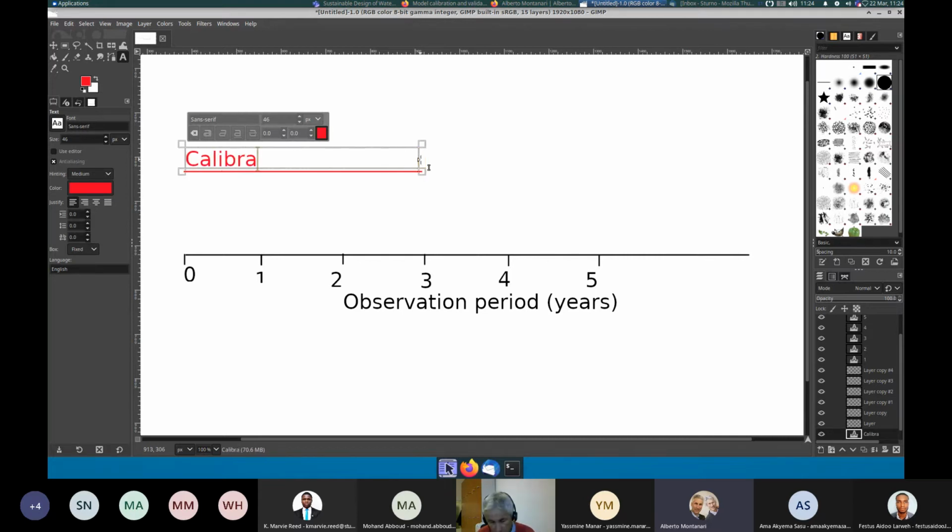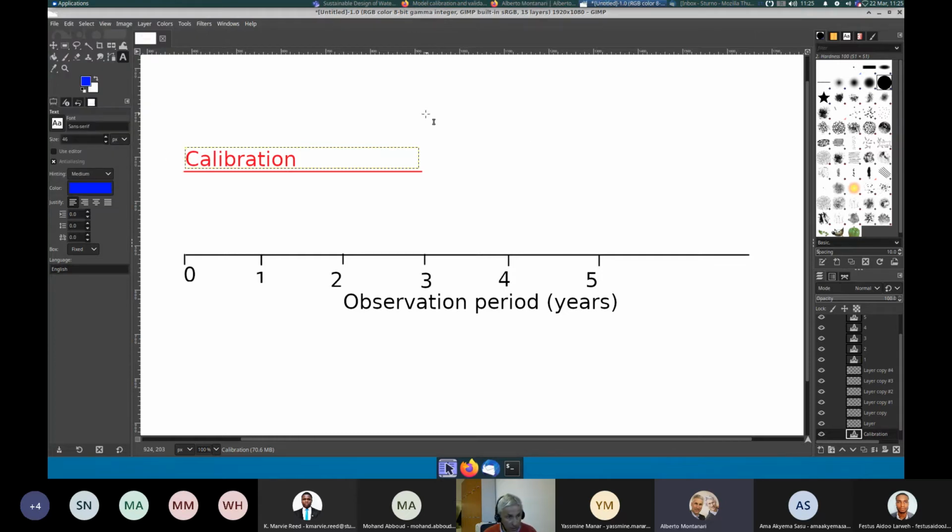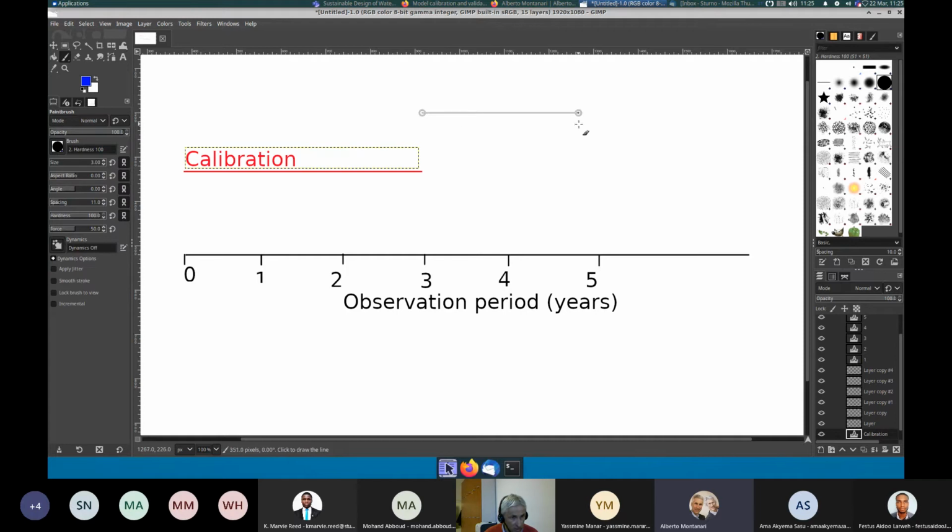Calibration. Now, then you have the data in the remaining 2 years which are not used. So what you can do is to use this data to run the model here, and to perform a validation.